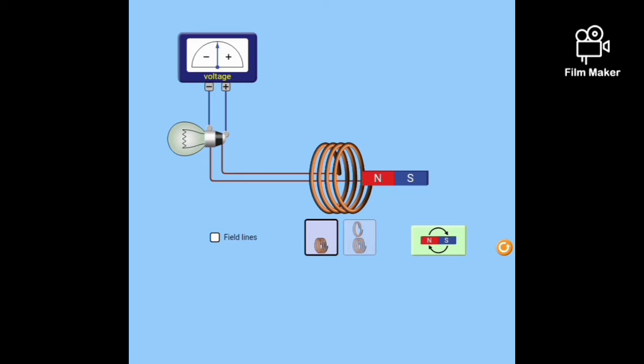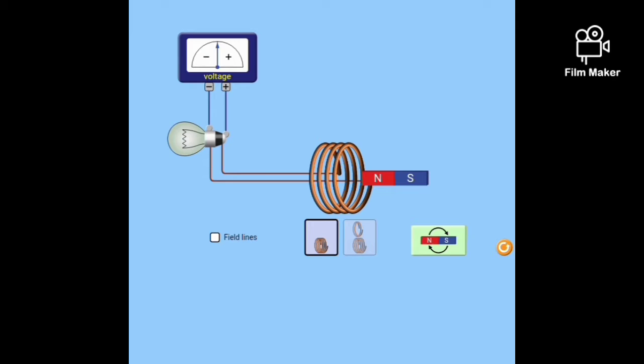And I'll ask now, in our circuit, do we have the source of electromotive force? The answer is no. So what is simply causing the current flow through the bulb and the galvanometer is simply the induced e.m.f. that is set up in the coil due to the movement of the magnet.